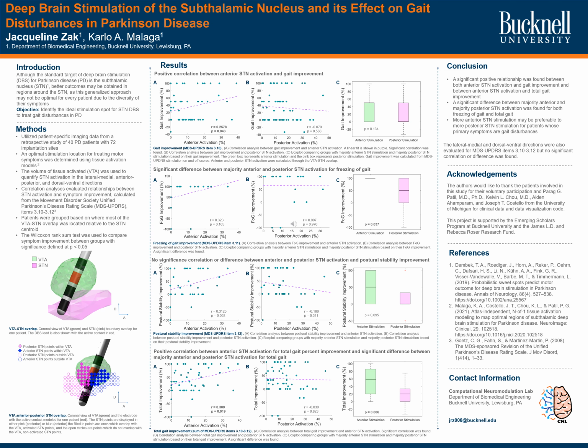I found a significant positive relationship between anterior STN activation and gait improvement, and between anterior STN activation and total gait improvement. Additionally, I found significant difference between majority anterior and majority posterior STN activation for freezing of gait and total gait. These results suggest that more anterior STN stimulation may be preferable to posterior STN stimulation for patients whose primary symptoms are gait disturbances.